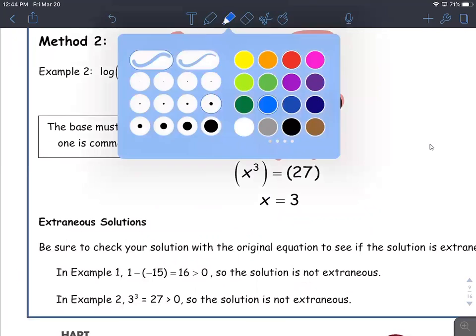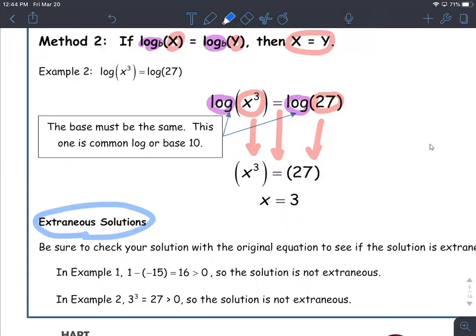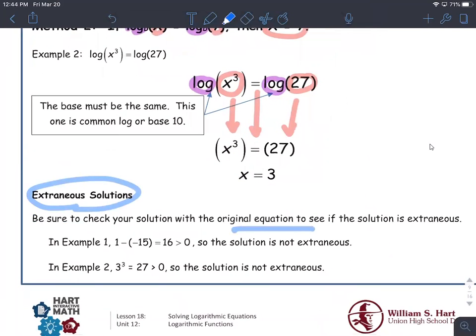Now, I was asked a really good question about extraneous solutions. Extraneous solutions are answers that make your original equation untrue. We saw this in the case of rational, aka fraction functions, two modules ago. They were values that made the denominator equal to 0, made the denominator impossible. We know we can't divide by 0.